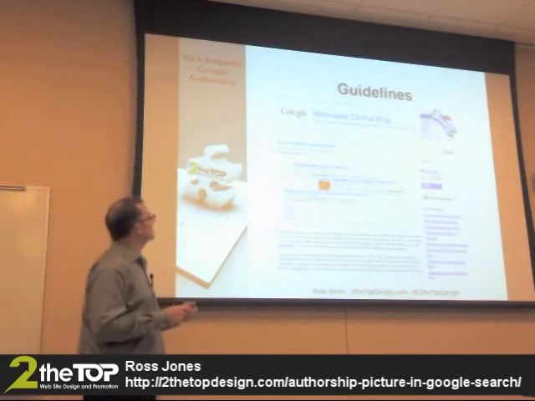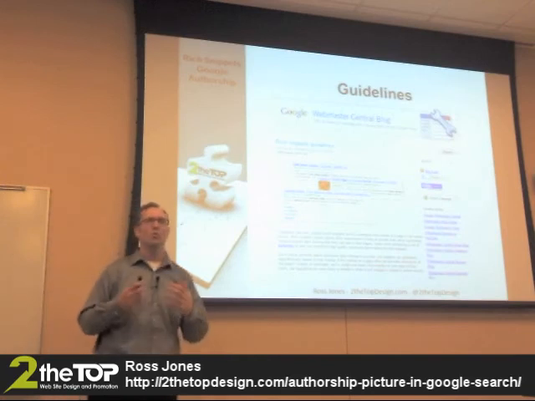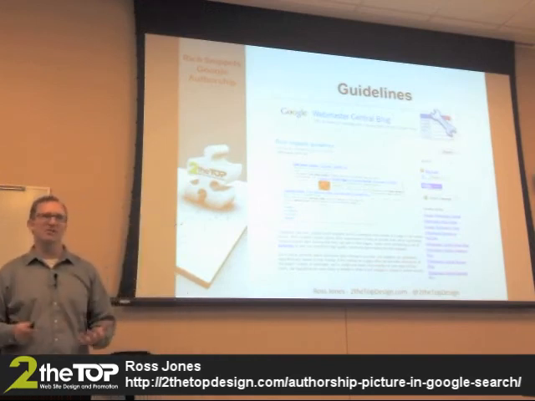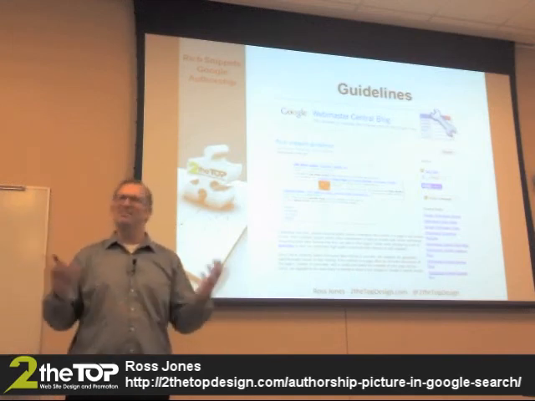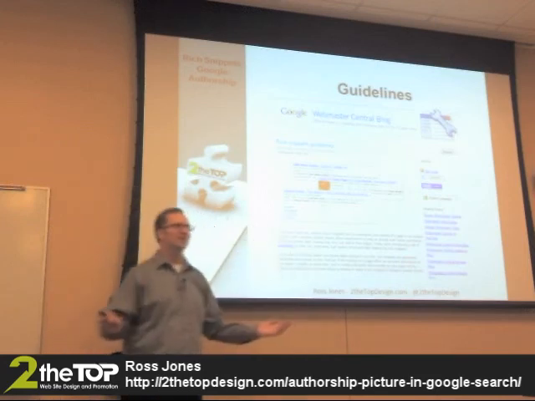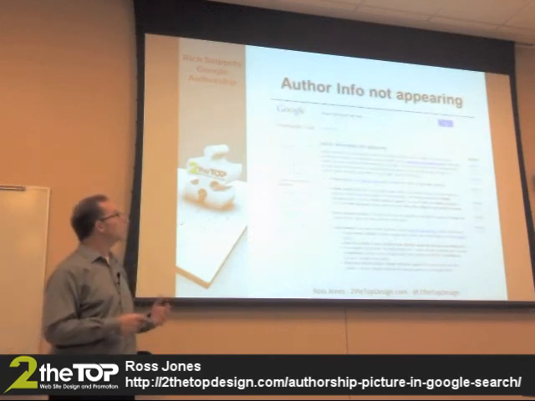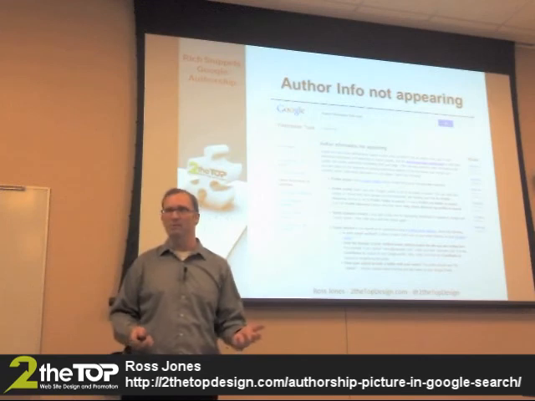Google also, just in October of this year, updated their Rich Snippet guidelines, so there's a wealth of information about what is acceptable and what is not acceptable. This is another area where you can figure out, well, I thought I put everything right, but your page content doesn't fit their guidelines. For some reason, they're not going to show it. Google also has a dedicated page for if your author information is not appearing.